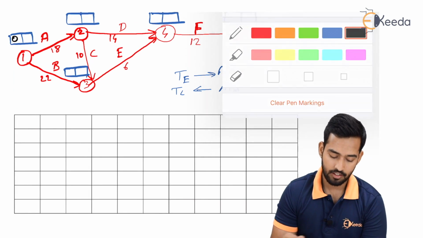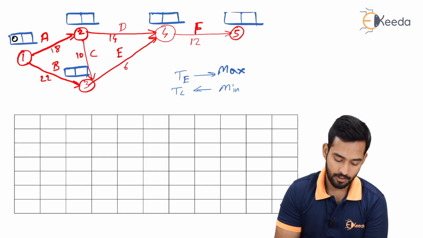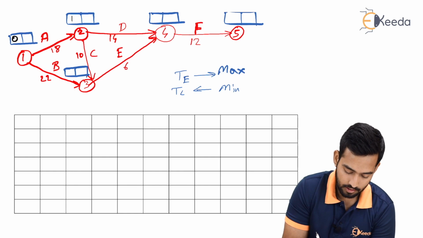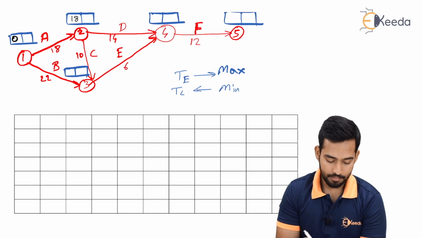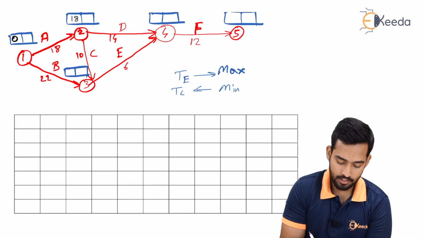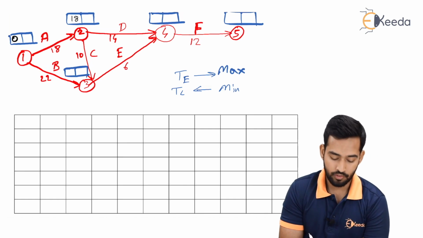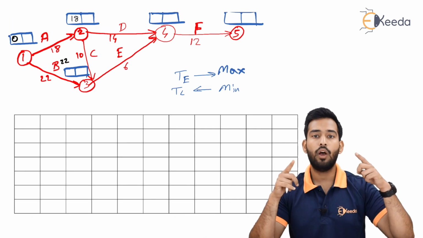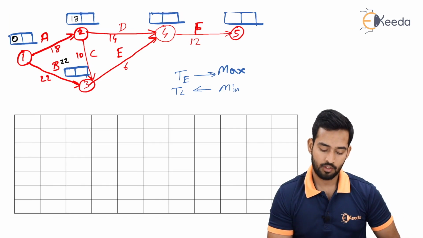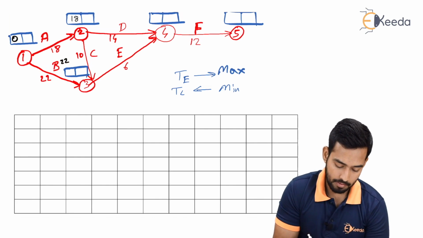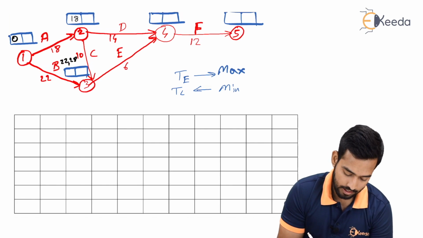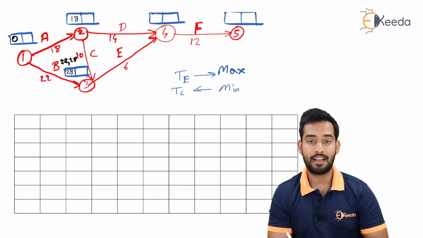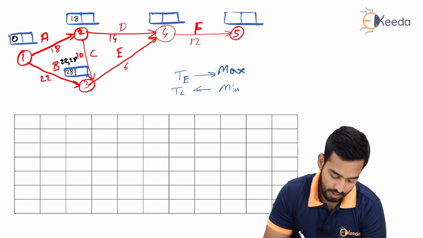Now we can calculate TE of each node. So 0 plus 18 will give us 18. Then 0 plus 22 is 22. But on the third node, we can't directly write 22. So we'll write 22 and keep it aside, because two activities are merging at node 3. We have to calculate two numbers first. So 18 plus 10 will give us 28, and now we can write 28 because we have to keep the maximum value. Now 3 to 6.